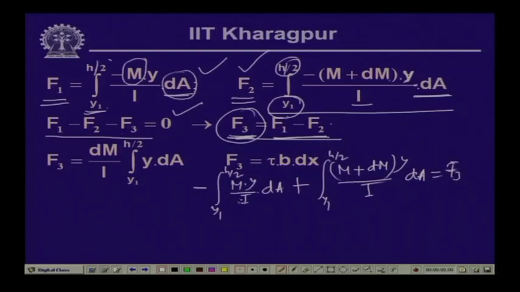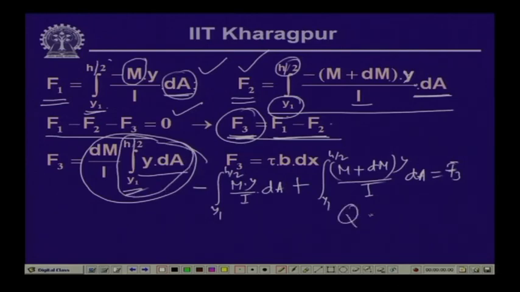Now, this M y by I gets cancelled, so we are left with dM by I times the integral of y dA from y1 to h by 2. This particular parameter, the integral of y dA, we designate as Q. Q equals the integral of y dA, and in this particular case it is from y1 to h by 2.